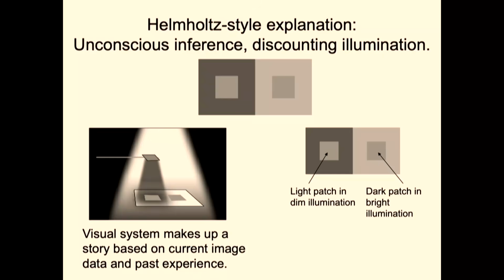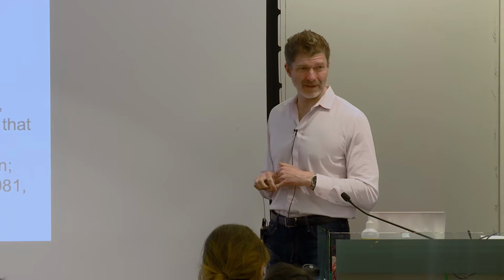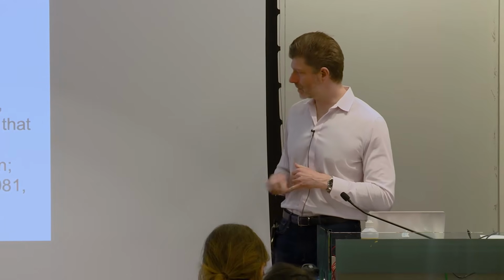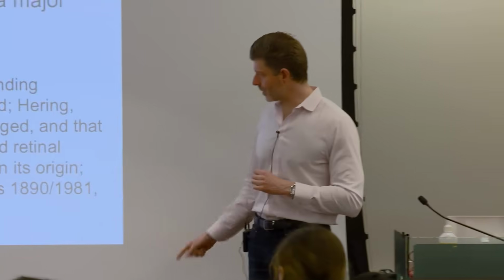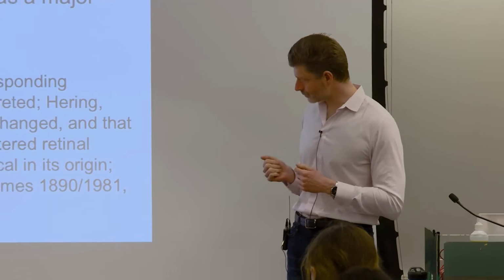All right? And as I said, these things were debated. So Hering supported a mechanistic, so-called bottom-up view of visual processing. Helmholtz supported a more inferential view based on experience, what we now refer to as priors. And lightness perception, so the problem of reflectance estimation, was a major battleground. And so this is a quote from a book by William James. So William James is another pretty famous psychologist from that era.